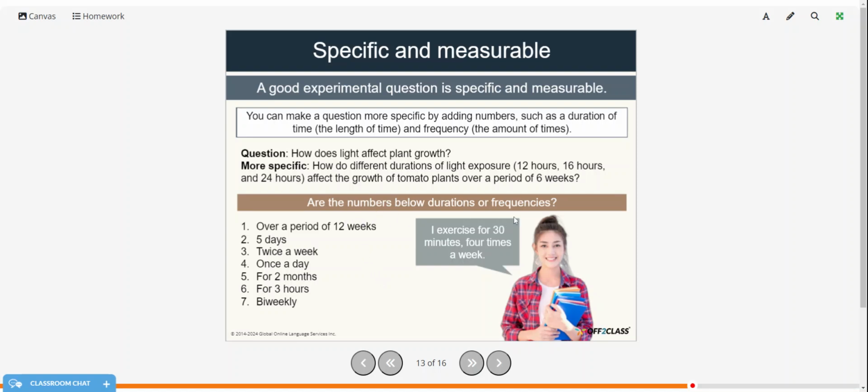Now, are the numbers below durations or frequencies? So I exercise for 30 minutes 4 times a week. So the 30 minutes is a duration and the 4 times a week is a frequency. So over a period of 12 weeks would be duration, 5 days is duration, twice a week is frequency, once a day is frequency, for 2 months is duration, for 3 hours is duration, and biweekly is frequency.